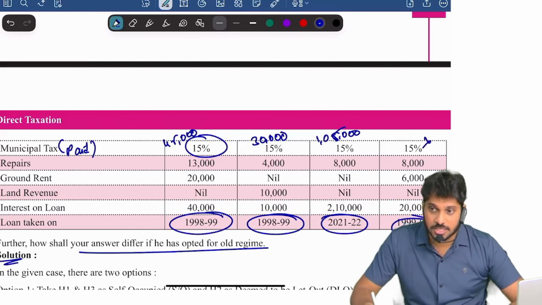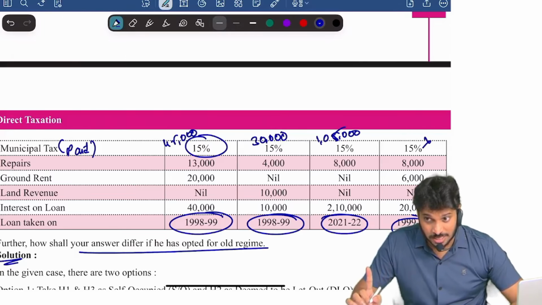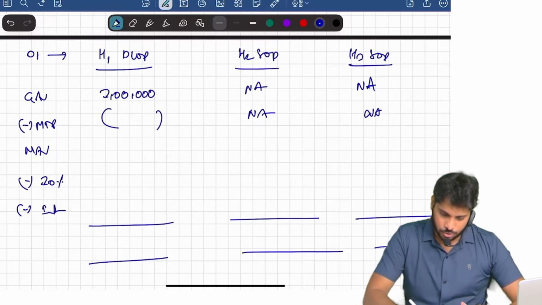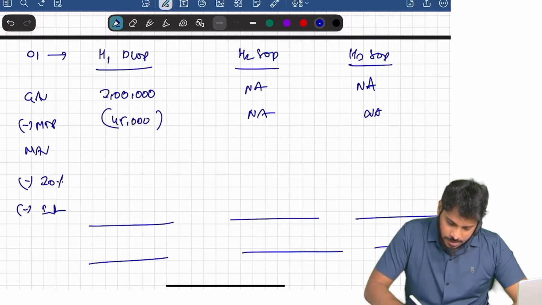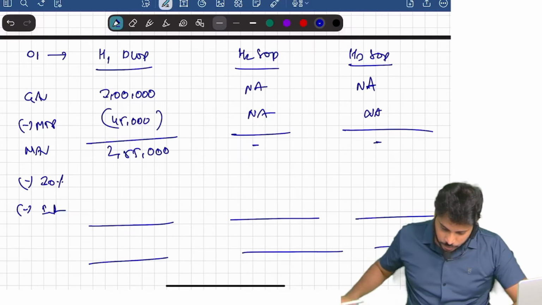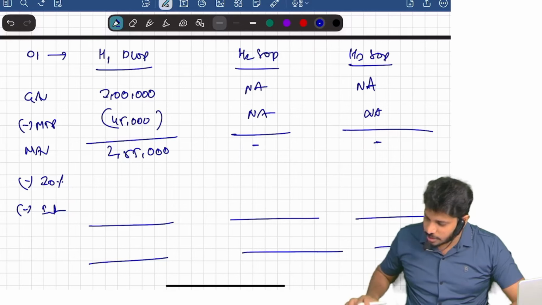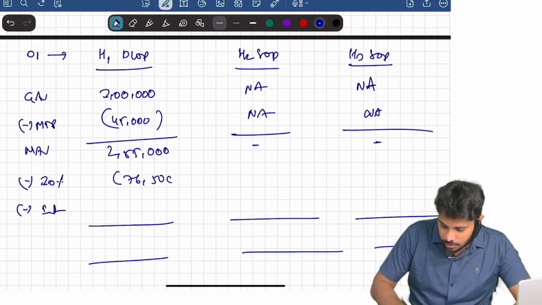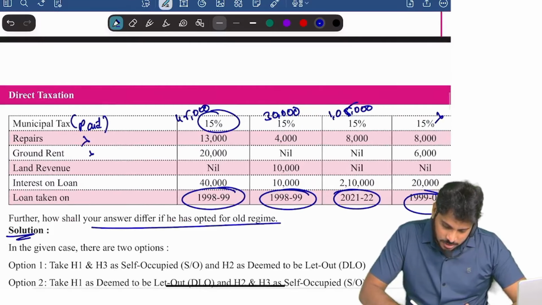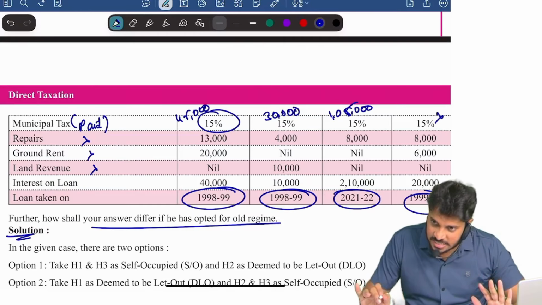This I will ignore because house 4 is business purpose. Municipal taxes paid will be claimed as deduction in PGBP. Understood? And since it's a tax item, 43B logic will apply. Only if it is paid on or before the due date for filing IT return will they get deduction under PGBP, correct? Next, so 45,000. Now net annual value 2,55,000. 2,55,000 into 30% is equal to 76,500. Now interest, repairs, ground rent, land revenue are irrelevant details, yes or no?